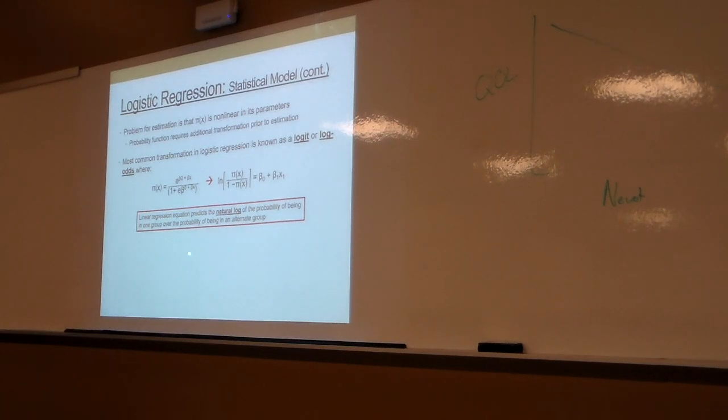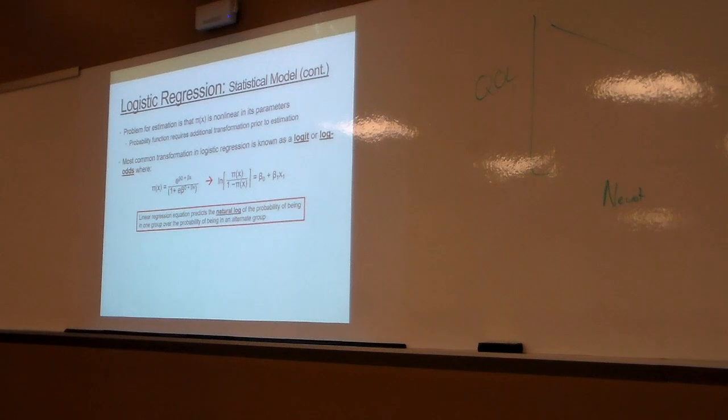That's not linear though. But what we can do is transform both sides of this equation. We find a natural log function serves quite well as our link function. So if we run through our transform, what we end up with is the natural log of our odds equal to our linear function, okay? So with logistic regression, we've got a linear regression that predicts the natural log of the probability of being in one group over the probability of being in another group, okay?